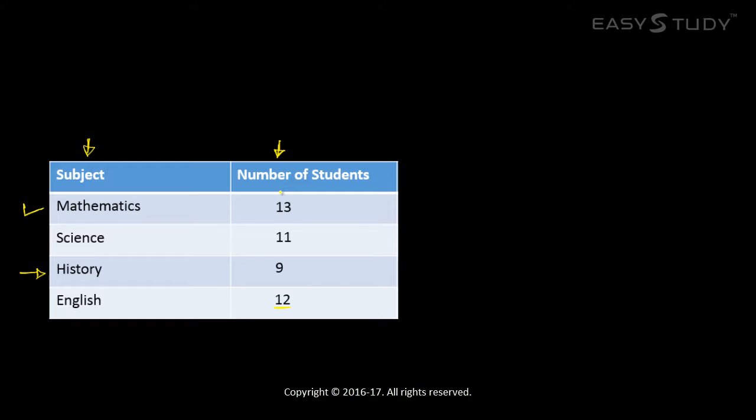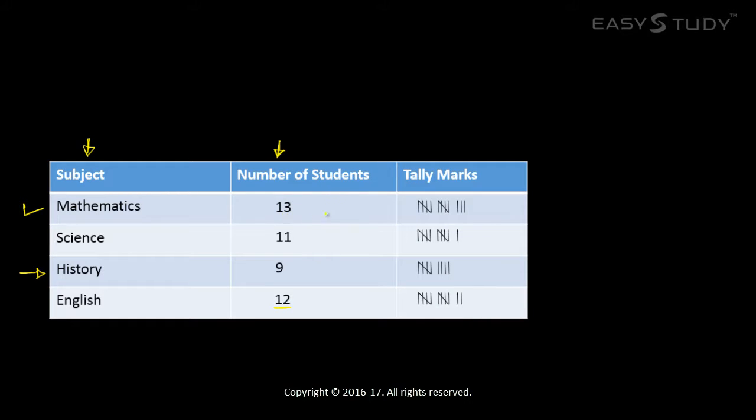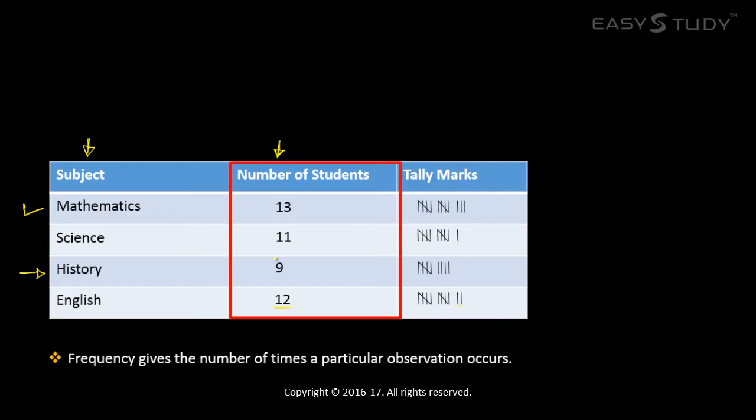Now, let's tally mark these numbers. 13 is equal to 5, 5, 3 tally marks. 11 is equal to 5, 5, 1. 9 is equal to 5 and 4, and 12 is equal to 5, 5, 2. Here 13, 11, 9 and 12 are the frequencies. Frequency tells the number of times a particular observation occurs. The mathematics subject was liked by 13 students. The science subject was liked by 11 students.